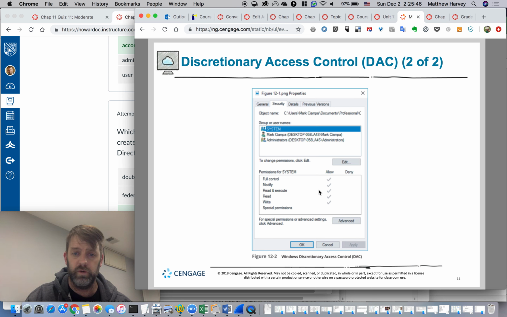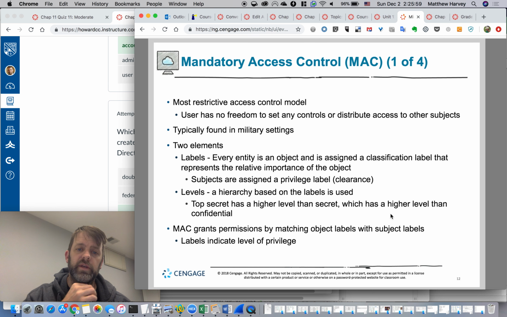If you're the owner of this PNG file, which is just a picture, you might give access to different people, and you can give different types of access. You see the different types of access here that you can give. Mandatory is the most restrictive model. So discretionary access was the least restrictive model.